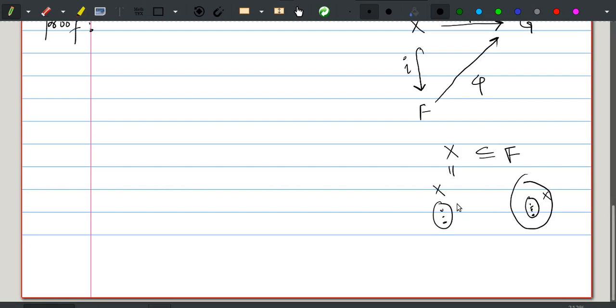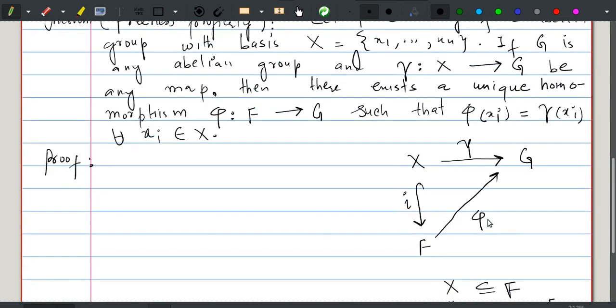Now what this i does, it takes elements in X and maps them to X in F, so this is F. This is the inclusion map. Obviously this map will be injective because it is an inclusion, so it maps this xi to xi. In other words, this i behaves as an identity map on X, so this is our inclusion map.